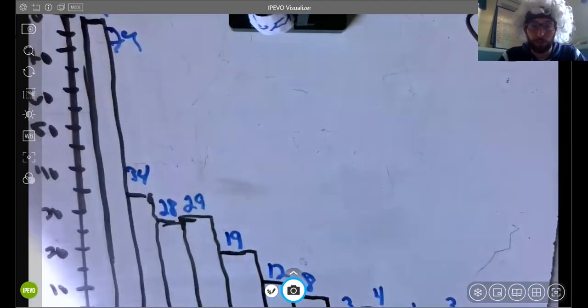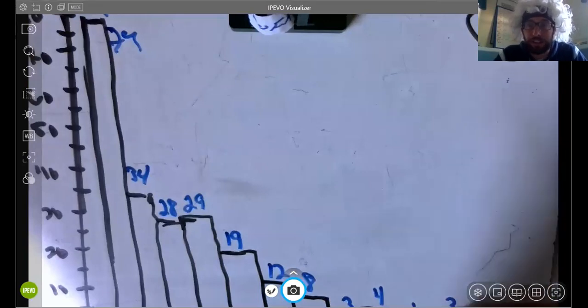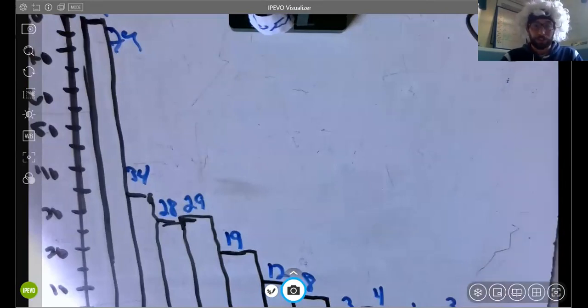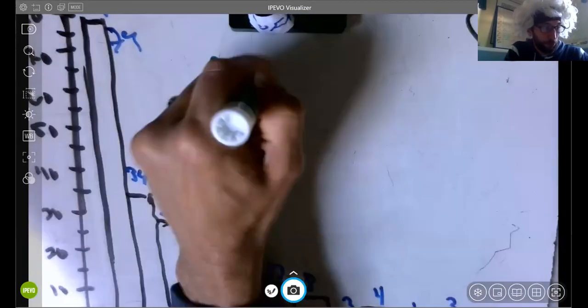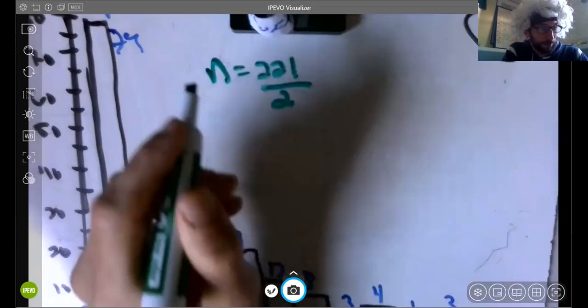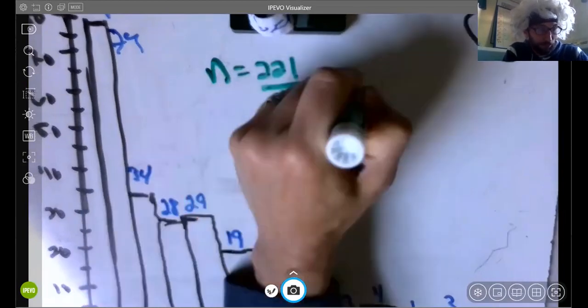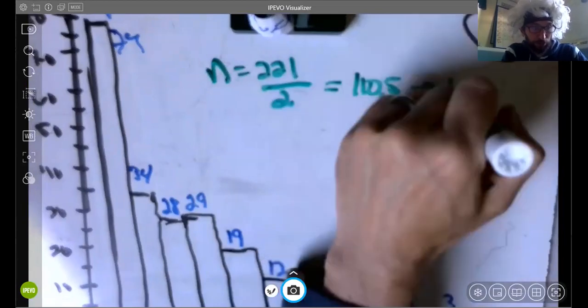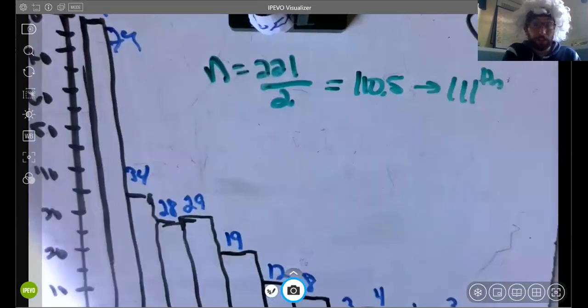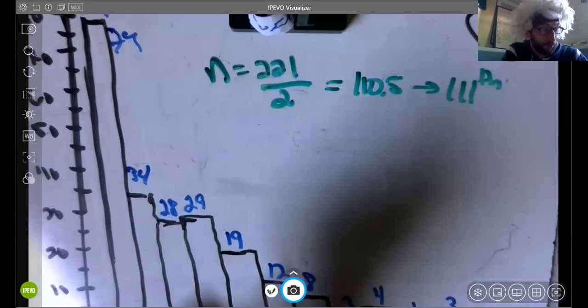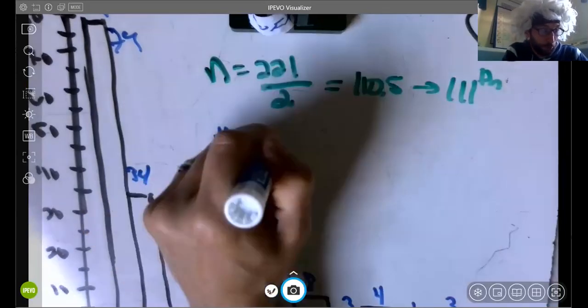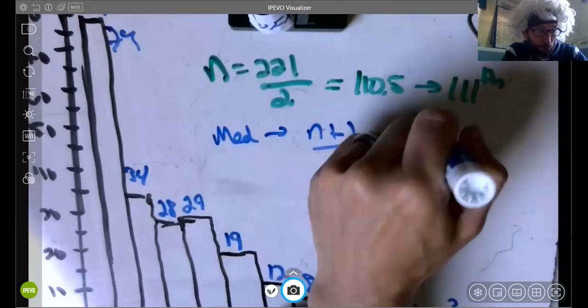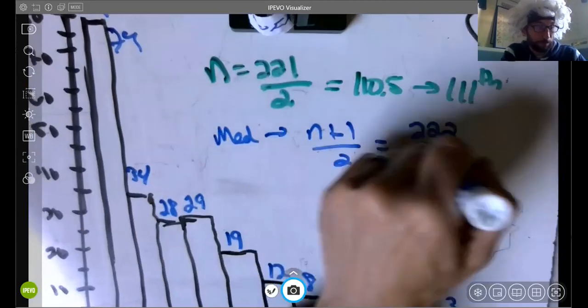So for high school B, we're going to do the same thing. Now we know that the median has to be 6 because that's the only other option. Here we have 221 data values. So same idea, n equals 221 over 2. That gives me 110.5. So the median is actually the 111th data value. Or again, you can use the formula for median, n plus 1 over 2. That's going to give me 222 over 2, which is 111.